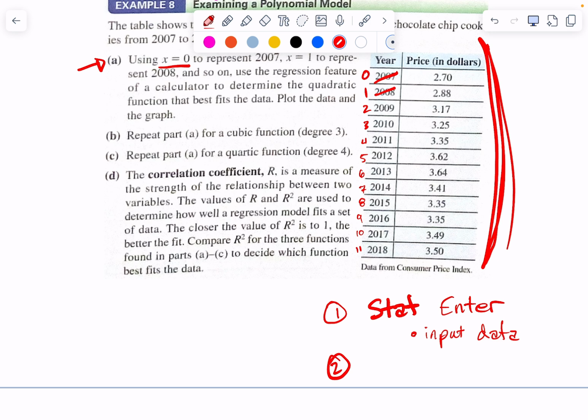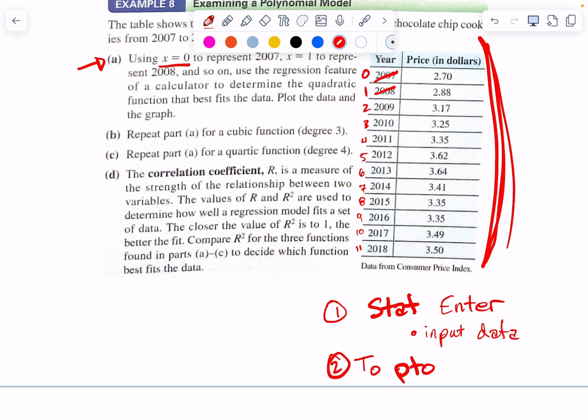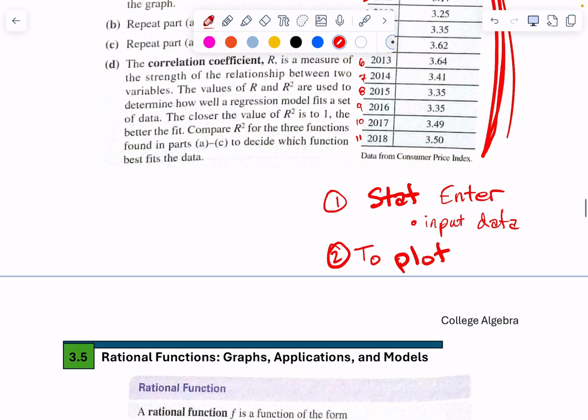Plot and graph the data. All right, to plot the data, I probably need to put my windows a little different. But also, you gotta turn your stat plot on. Alright, do that. Hold on, we'll wait till Aubrey and the boys are ready.